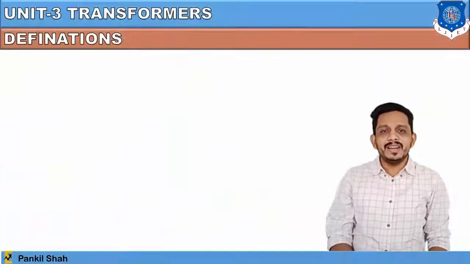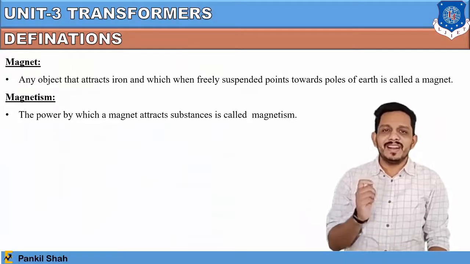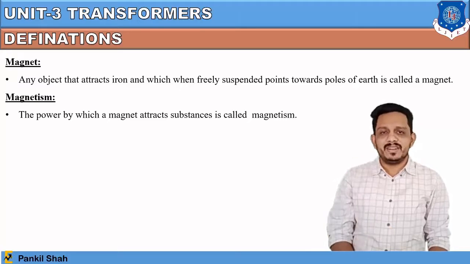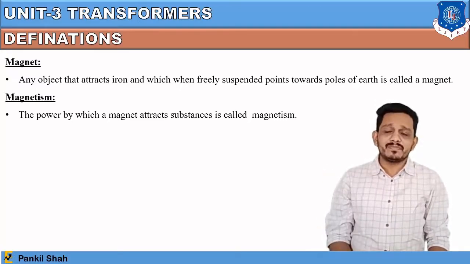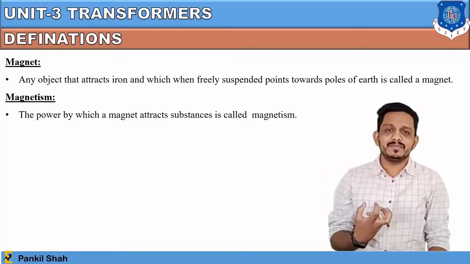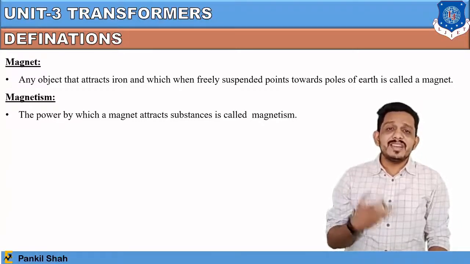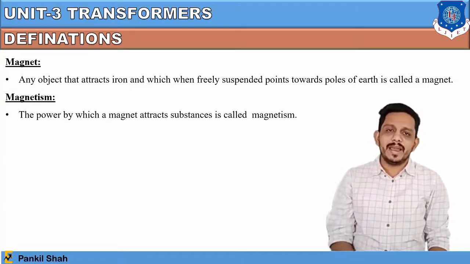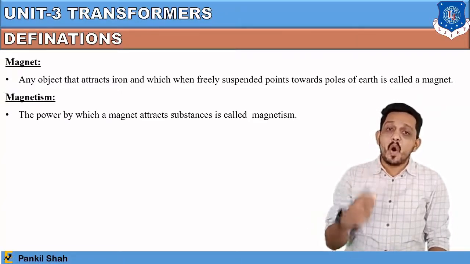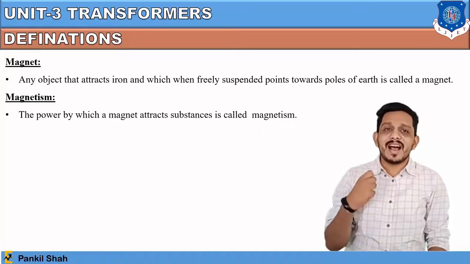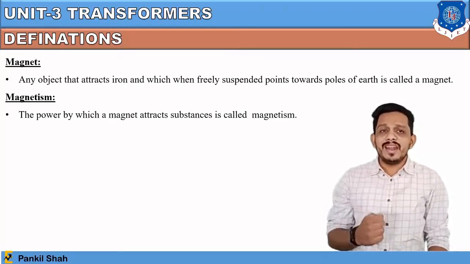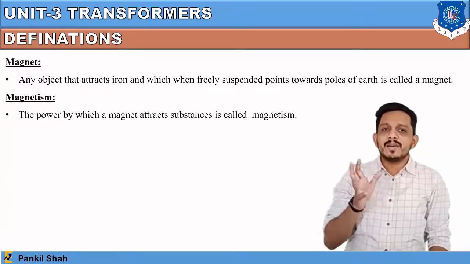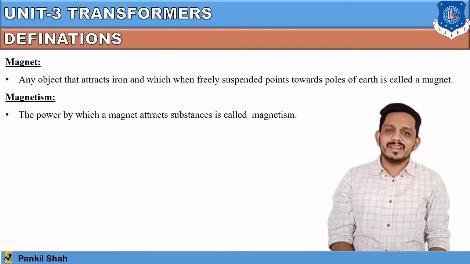So let's begin with some important definitions related to magnetic material. The first definition is the magnet. What do you mean by a magnet? Any material which attracts iron particles or iron materials is known as a magnet. We can say that any object that attracts iron, and which, when freely suspended, points toward the Earth's magnetic pole, is known as a magnet.